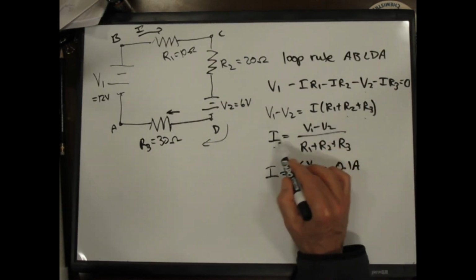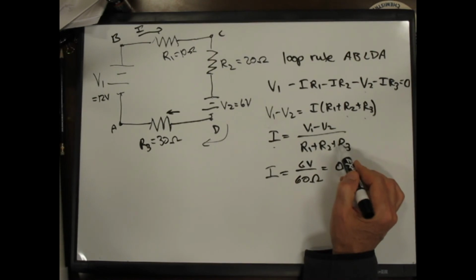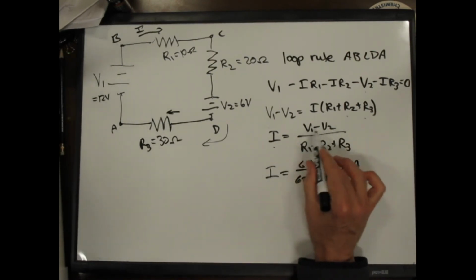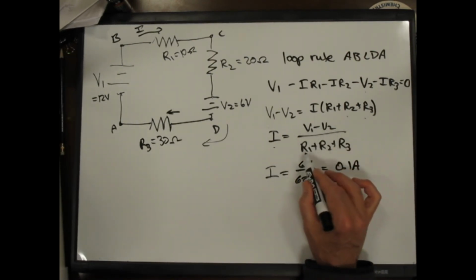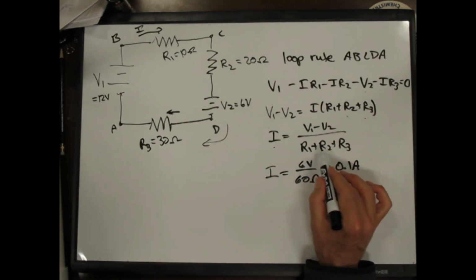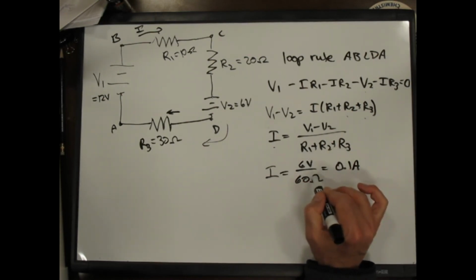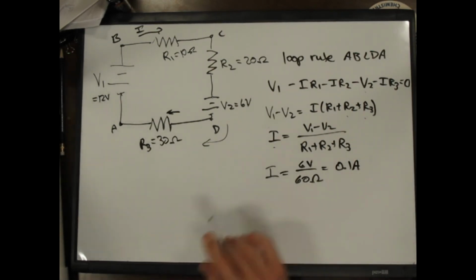And then I can solve for the current by dividing the known V's by the known resistors. And it's 12 volts minus 6 volts, that's 6 volts. And then it's 10 ohms plus 20 ohms plus 30 ohms is 60 ohms. 6 volts divided by 60 ohms is 0.1 amps.